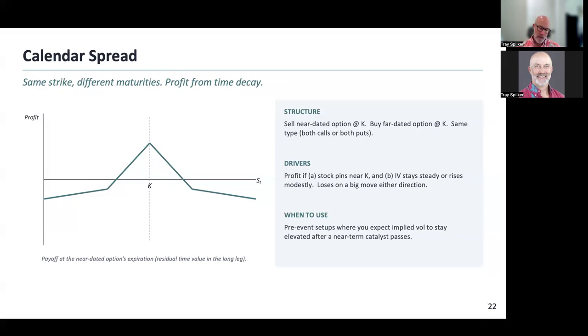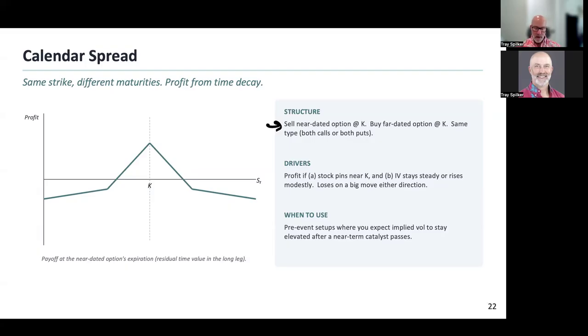So, for example, the structure is you would sell a near dated option at some strike price, K, and you would buy the far dated option also at the same strike price. Both of them, of course, being the same, either both calls or both puts. The main driver of the profit on this is that if the stock stays near the strike price, then the implied volatility or the volatility is essentially pretty small.